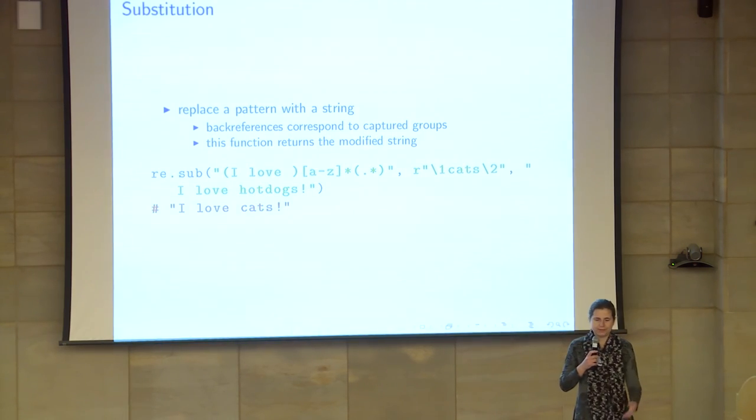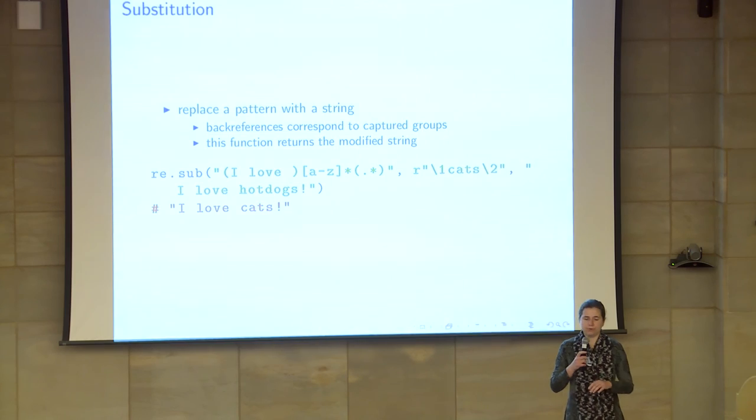Substitution, this is search and replace. This allows you to replace a pattern with a string. You can put special values in your replacement string, which are called back references, which can refer to the things that you've marked out with groups in your previous string. So for example, you could use this to reorder certain things in your original string if you designate certain parts and then you just swap them around in your output.